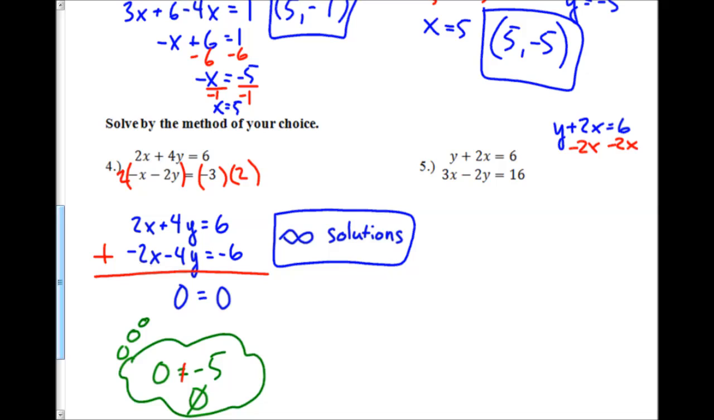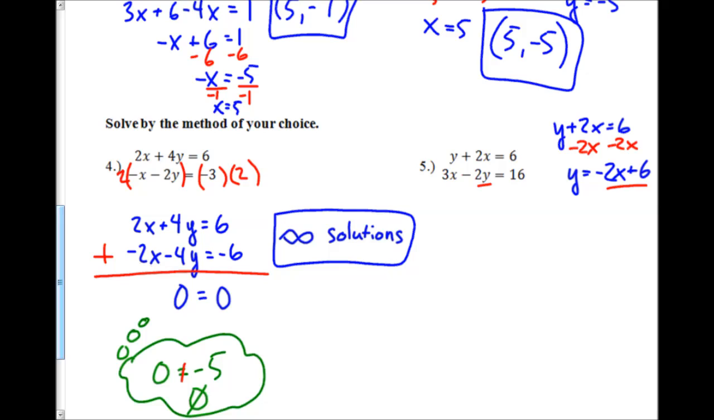And the reason I'm avoiding elimination is because it's not even set up for elimination. Okay? It's set up nicely for substitution. For elimination, I'd have to rearrange things to make sure that x and y are lined up because they're not right now. So now I know that y equals this thing.